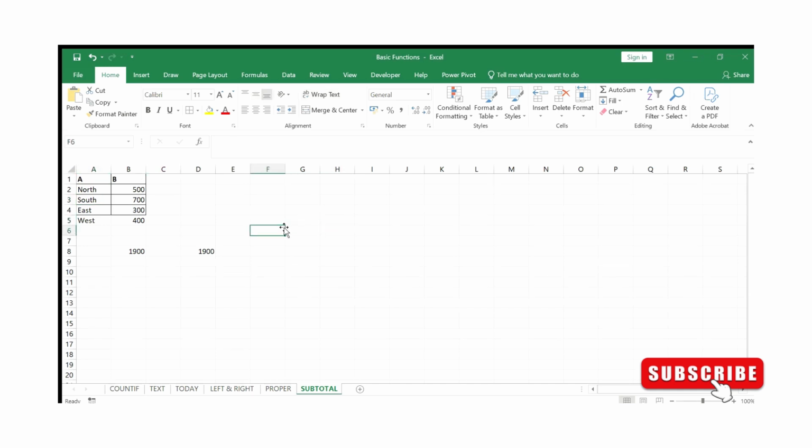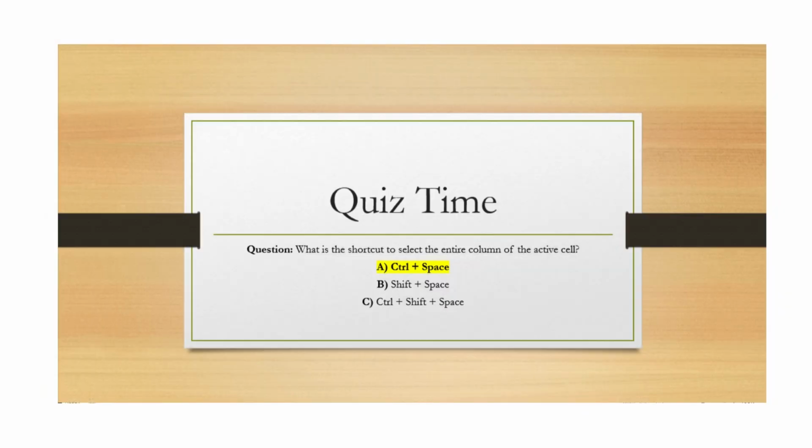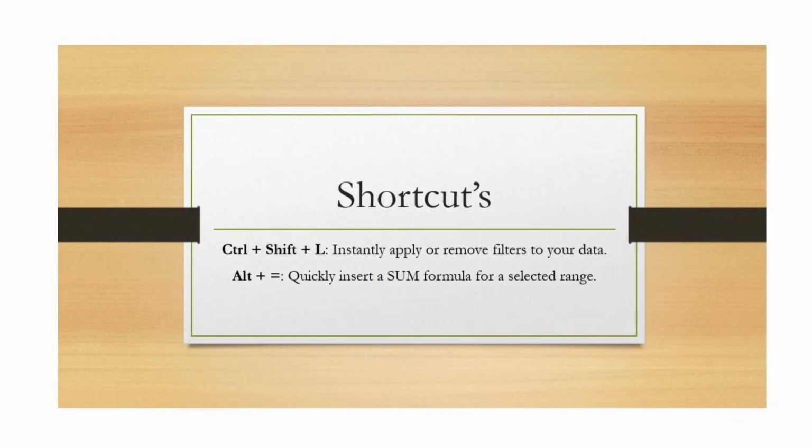Now it's time to reveal the correct answer to the shortcut quiz. The shortcut to select the entire column of the active cell is Control plus Space, which is option A. Congratulations to everyone who got it right. Here are two more bonus shortcuts to save time. First one is Control plus Shift plus L, which instantly applies or removes a filter from your data. Second one is Alt plus equal sign, which quickly inserts a sum formula for a selected range. So practice these shortcuts to level up your Excel skills to the max.